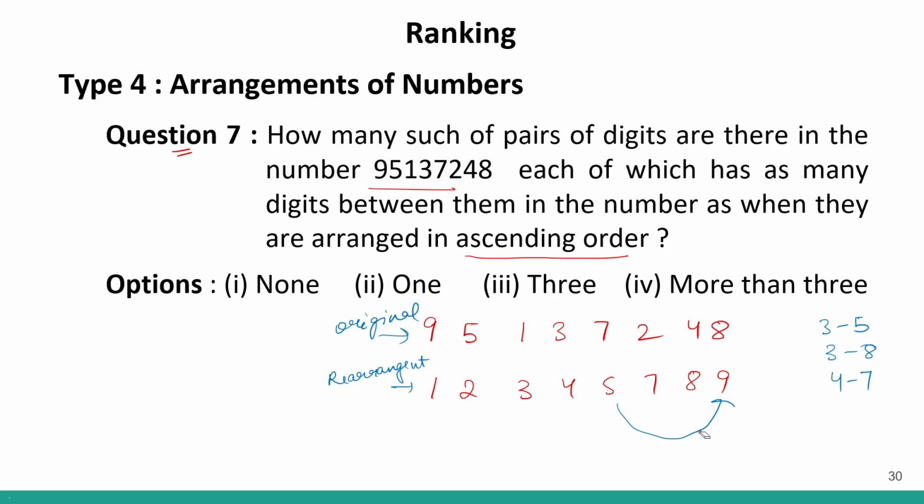Okay. Moving on to 7. 7, 8 1 digit. Over here we had 2 digits. Not the same. 7, 9 1 digit. And over here we had 3 digits. So not the same. Moving on to 8. 8 and 9 1 digit. And over here we have basically 1, 2, 3, 4, 5, 6 digits between them. So not the same. So I can find only 3 pairs which have as many digits between them in the number when they are arranged. So my answer will be option number 3, 3. Clear?